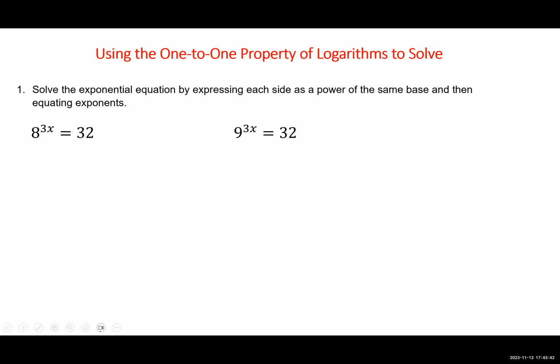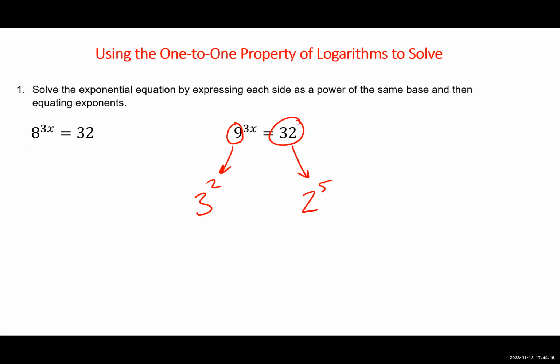So what if instead of an 8, we had a 9? Right? So now there's a problem. 9 is a power of 3. That's 3 squared. 32 is a power of 2. That's 2 to the 5th. So now we can't take the same approach here. We can't take both sides and write them as powers of the same number.